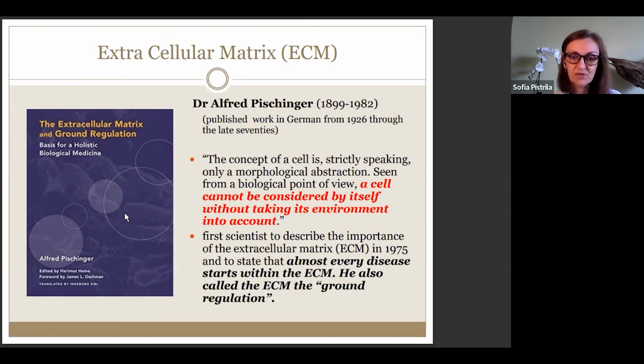The concept of a cell is, strictly speaking, only a morphological abstraction. Interesting. Seen from a biological point of view, a cell cannot be considered by itself without taking its environment into account. So a cell really is nothing without its environment. He was the first scientist to describe the importance of extracellular matrix in 1975, and to state that almost every disease starts within the extracellular matrix. That's why, when I was asked to talk about something, I said I have to talk about extracellular matrix and the lymphatic system, because this is where you have to start. He also called extracellular matrix ground regulation. So sometimes when you hear that, you know what that is.